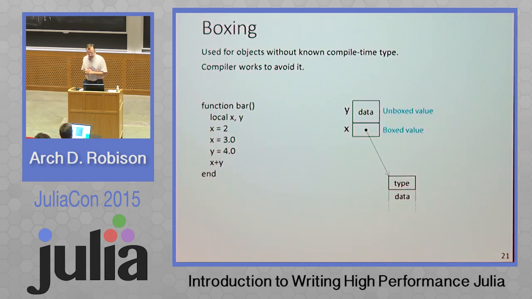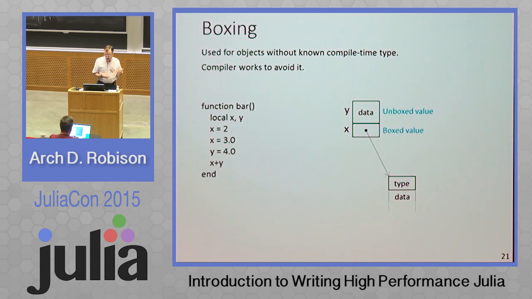All right, now the way the compiler deals with that is something called boxing. And boxing, as I said, is important for getting correct answers, but it is not our friend for getting fast answers. So a lot of this is learning about how to avoid boxing. Boxing is used any place where the compiler can't figure out the exact layout of the object at compile time. The Julia compiler is actually very good about avoiding boxing as long as you give it a little help or don't do things to get in its way.